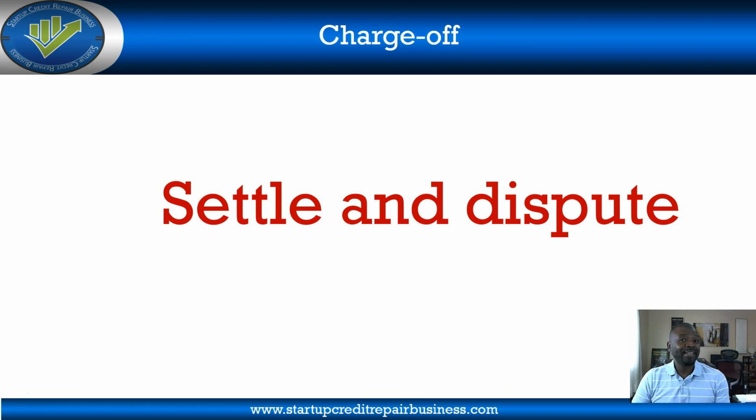Now, this is another strategy that you can use to get inaccurate information off of your credit report or your consumer's credit report if the credit bureaus and the creditors are giving you a hard time. I mean, you can settle this debt for pennies on the dollar. Literally 50% on the dollar. You can settle this debt for pennies on the dollar, right?